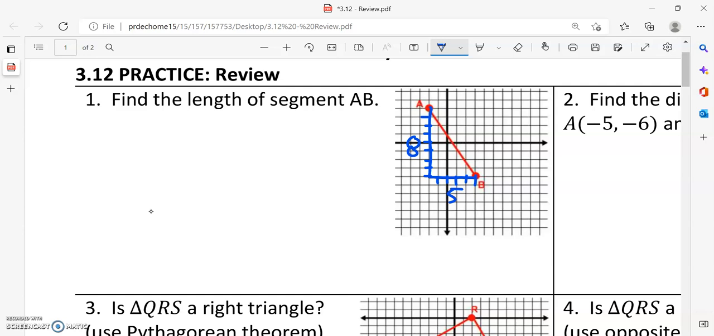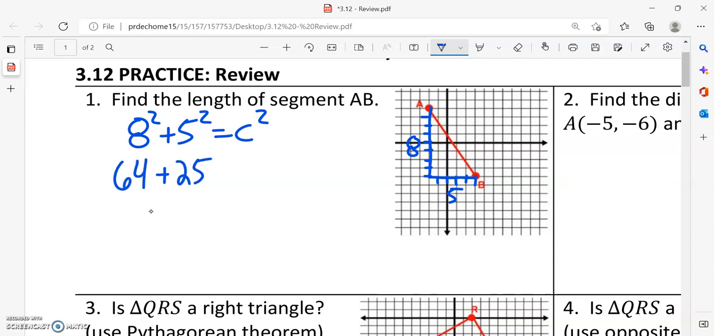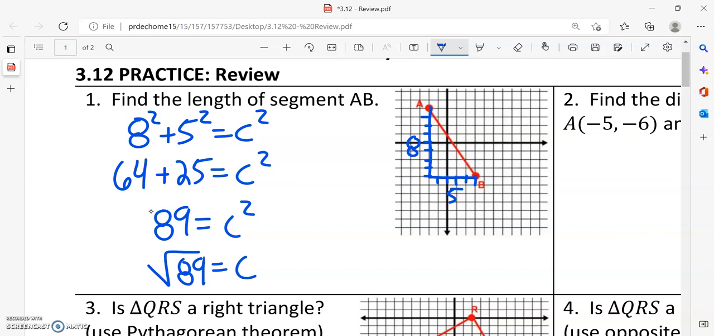So to get our hypotenuse, it'll be 8 squared plus 5 squared equals c squared. 8 times 8 is 64. 5 times 5 is 25. 64 plus 25 is 89. And the last step will be to square root both sides, which gives us an answer of square root of 89. Square root of 89 is a decimal, so this is perfectly appropriate.